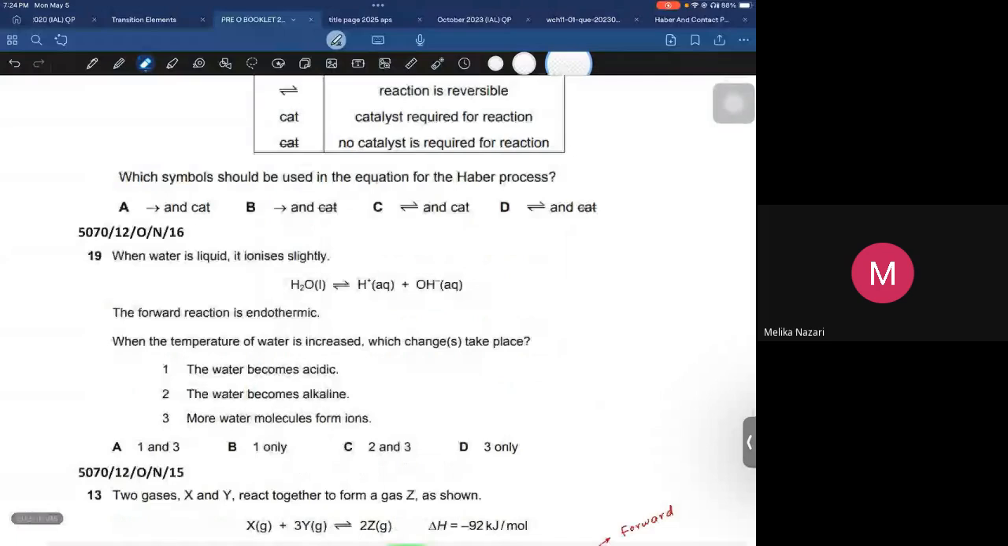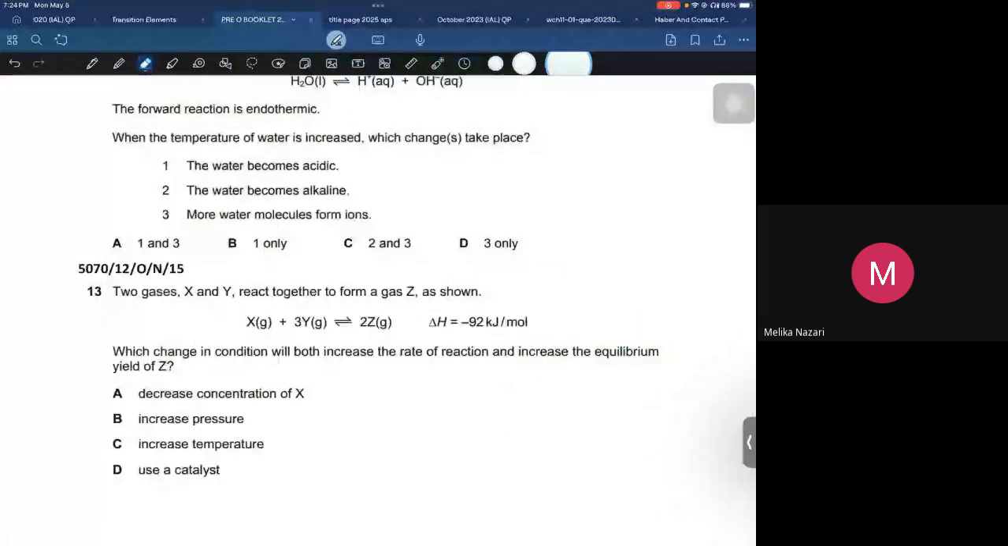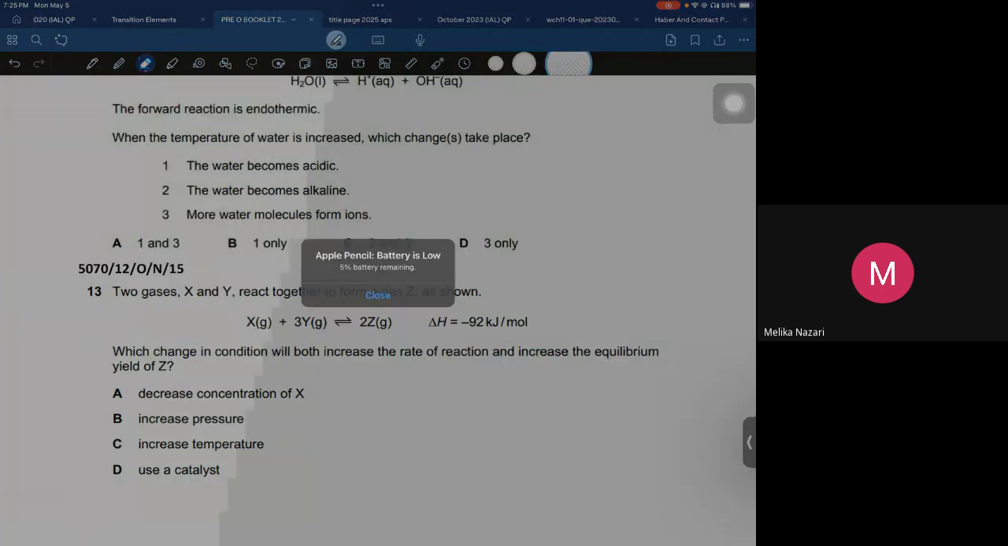Or you can see this one, question number 13. So the reaction is exothermic. Which change in condition will both increase the rate and increase the equilibrium yield?